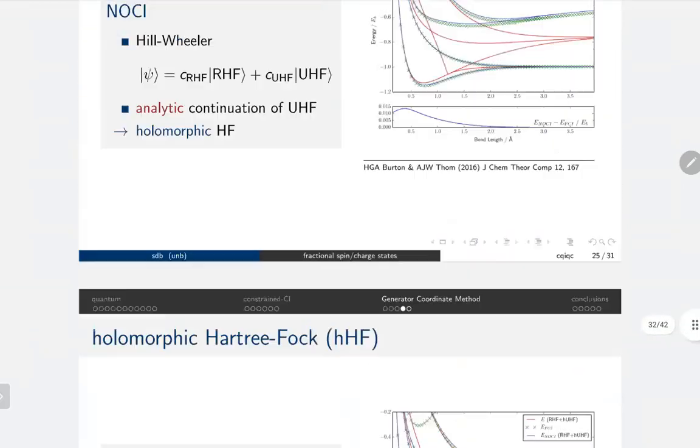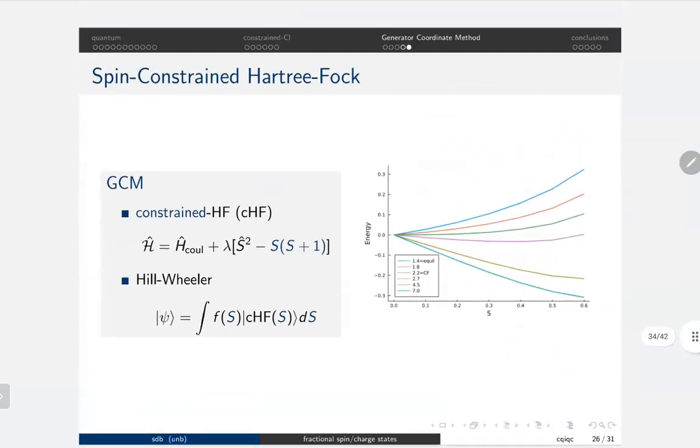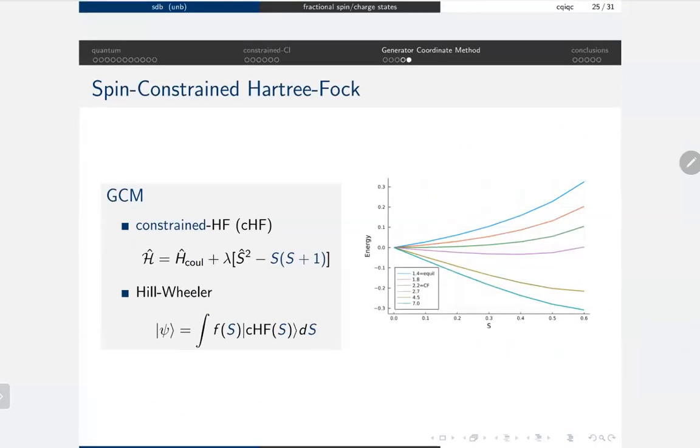The exact definition is this one: it is the Hill-Wheeler, right? So you identify a broken symmetry. In this particular case, it is the spin, okay? And then you create a manifold over constrained Hartree-Fock calculations over that order parameter. That is the exact definition of Hill-Wheeler. And then you plug this into the Schrödinger equation and you solve.